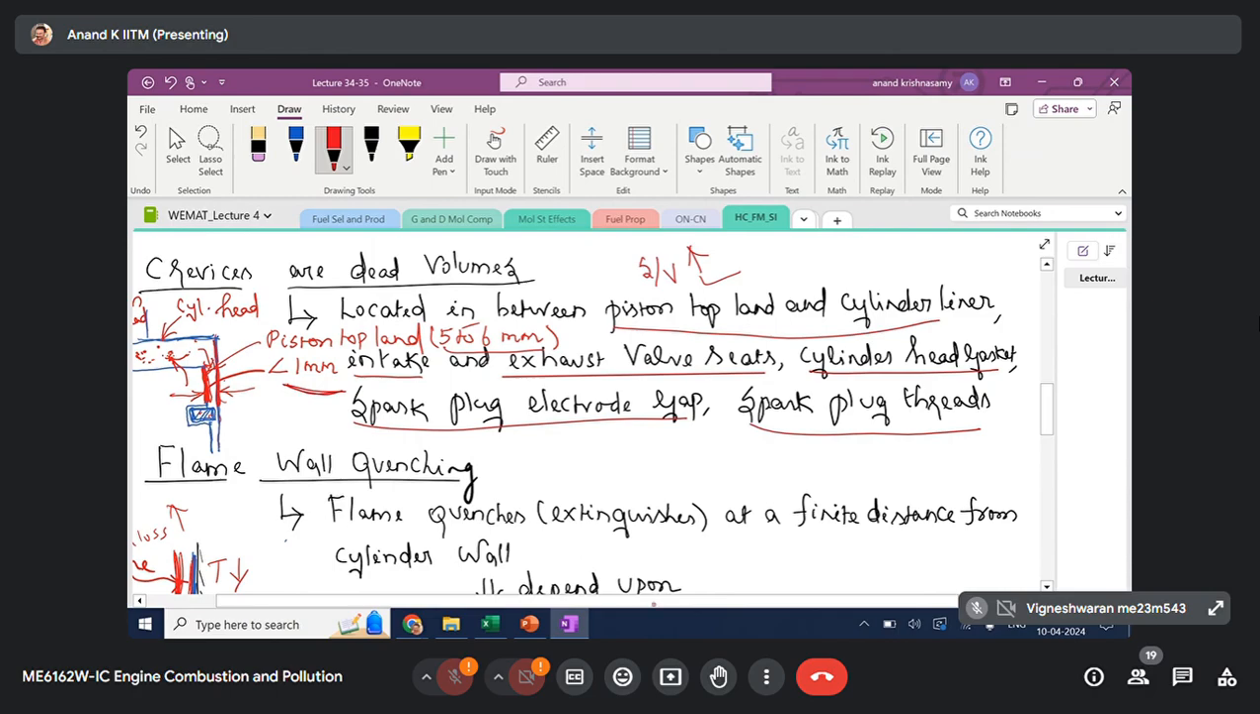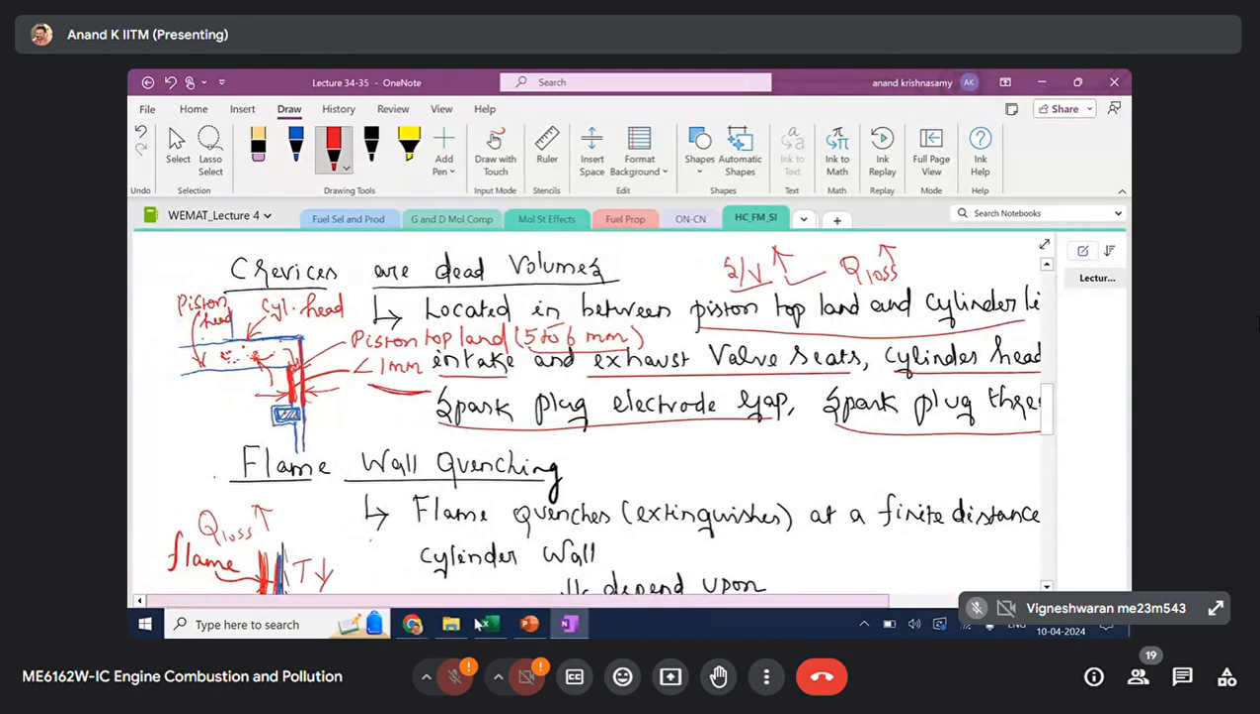Heat loss will be high because of this. Since heat loss is high, the flame cannot go inside, because the flame will get quenched. The flame cannot move inside because of very high heat loss. Considering the high surface to volume ratio in crevices, the flame will get quenched. That is how the flame cannot enter and burn.